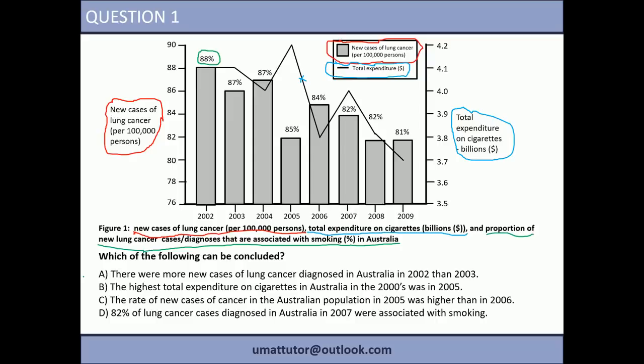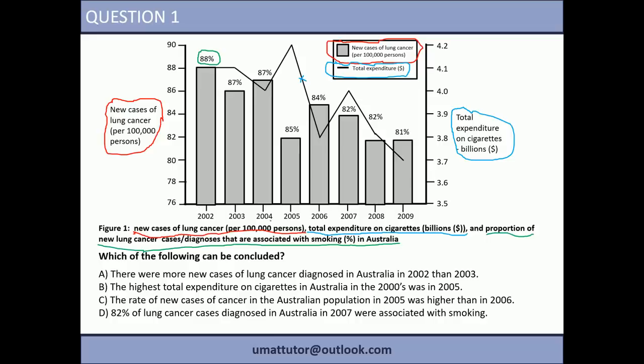Option B, the highest total expenditure on cigarettes in Australia in the 2000s was in 2005. So we're now looking at the total expenditure, which remember is the blue part of the graph, which we've circled, and that is the line graph. This option may look pretty tempting, because you can see the line graph does peak here in 2005. The only trap with option B is that it says in the 2000s, and we've only got 8 years here. We're missing 2000 and 2001.